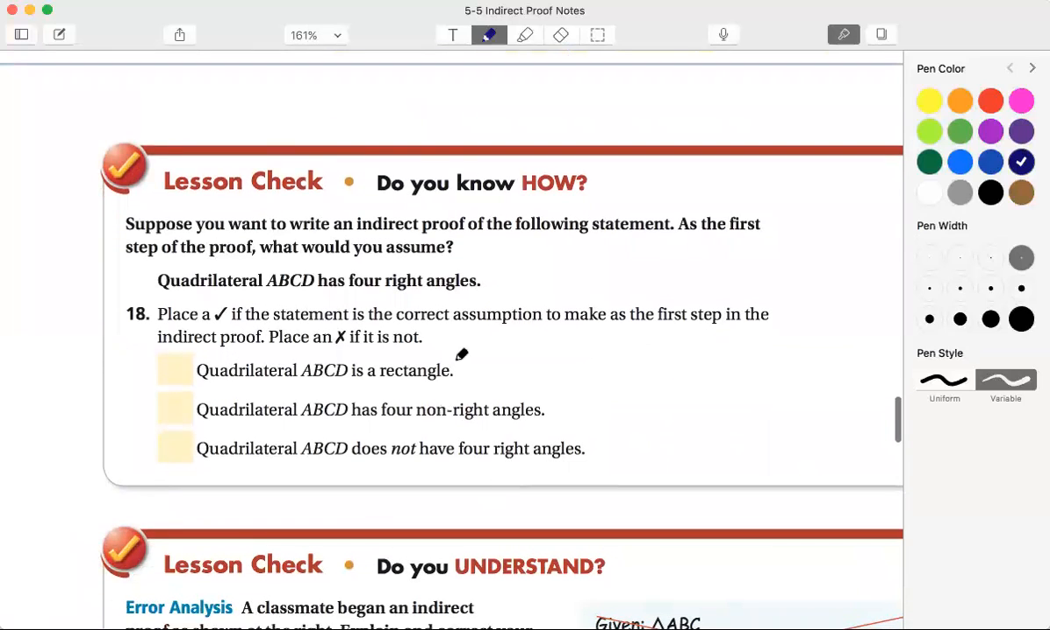Suppose you want to write an indirect proof for the following statement. As the first step in the proof, what would we assume? If I want to prove quadrilateral ABCD has 4 right angles, what's the opposite of that? That's not the opposite, that's not the opposite, that is the opposite.